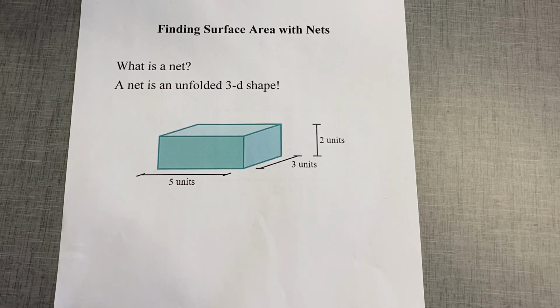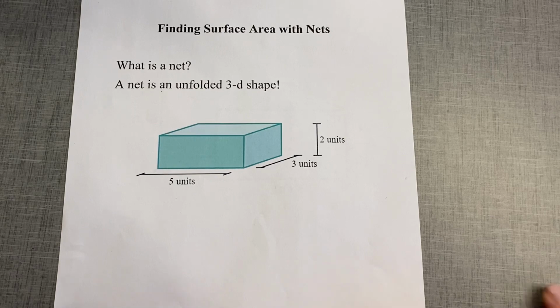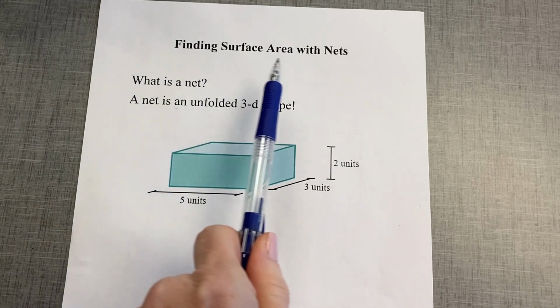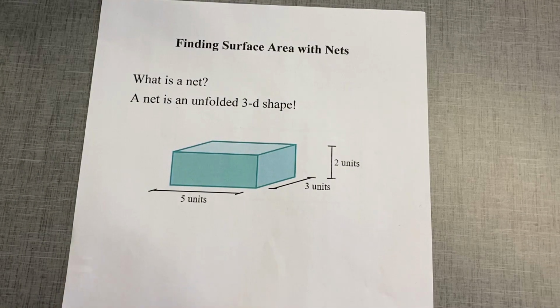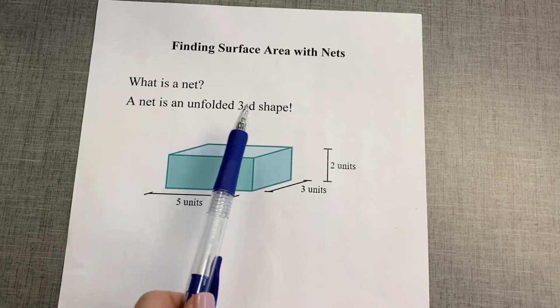Hi everybody. Today's lesson is going to be another lesson on the nets of rectangular prisms. So this is called finding surface area with nets. We already talked about this. What is a net? A net is just an unfolded 3D shape.